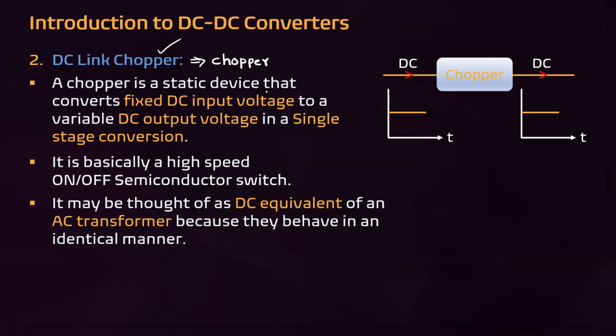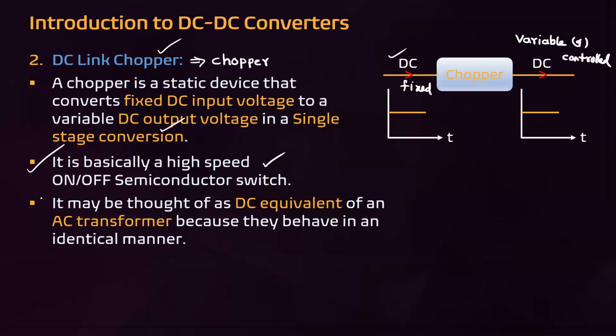A chopper is a static device that converts fixed DC to variable DC. This is fixed DC. This is variable DC or control DC, in single stage conversion. It is basically a high speed on off semiconductor switch. A chopper is nothing but on and off, on off, chopper on, chopper off. That's why it is basically an on off semiconductor switch.